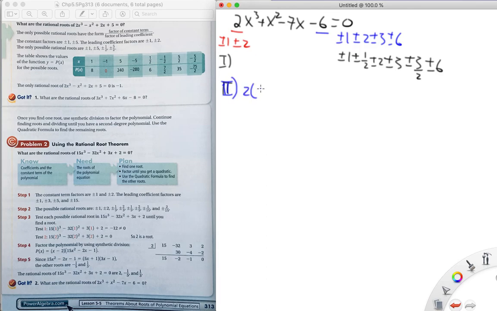2 times 2 cubed plus 2 squared minus 7 times 2 minus 6 equals 0. And it does. This works. And then after we do that, step 3 is to find the other potential roots, what they may be. Since we found 2, we're going to do long division.